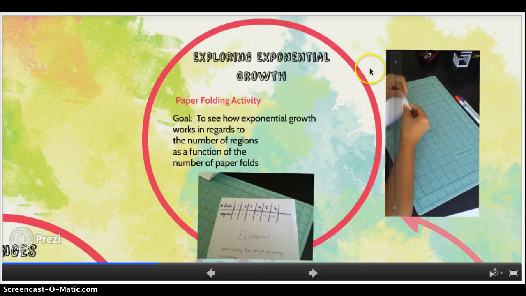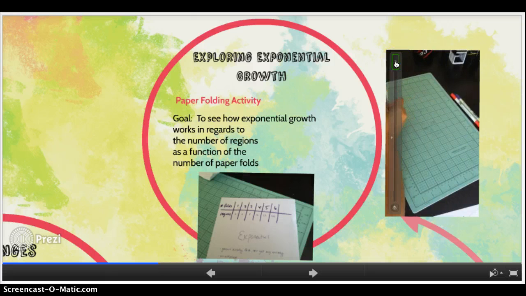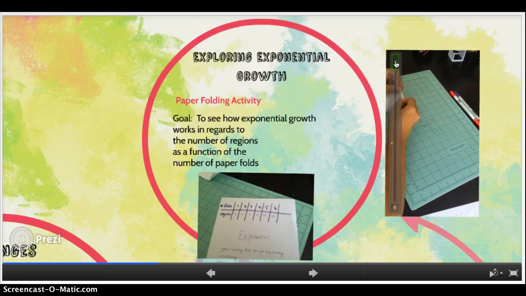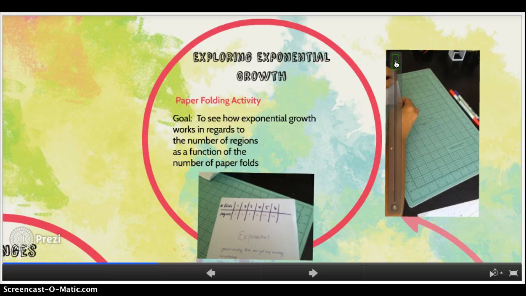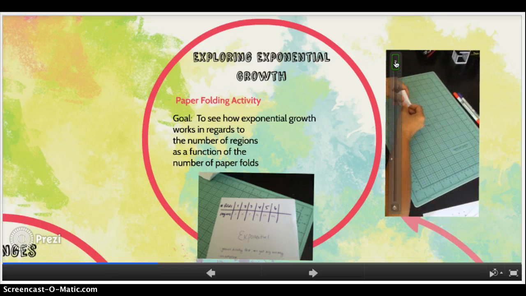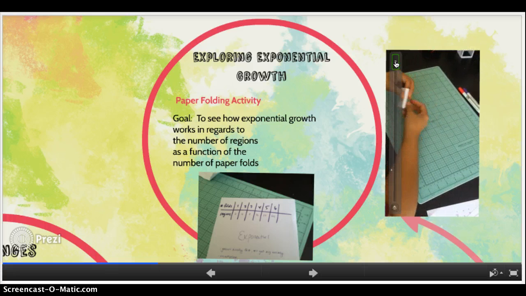My lovely wife is folding paper. She's on her fourth fold, is that it? Now it's going to be her fifth fold. Ooh, fifth. And I'm not sure if she can get sixth.